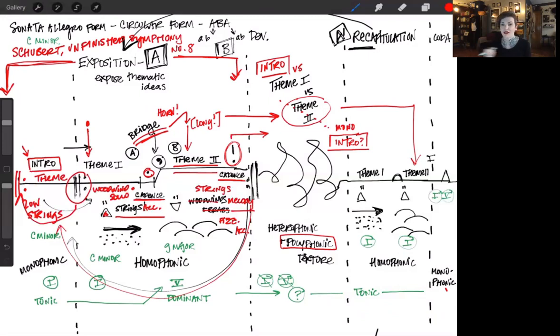after theme 2. That would make sense. We heard a lot of the introduction in the development section. Really not a lot of it in theme 2 in the development section.